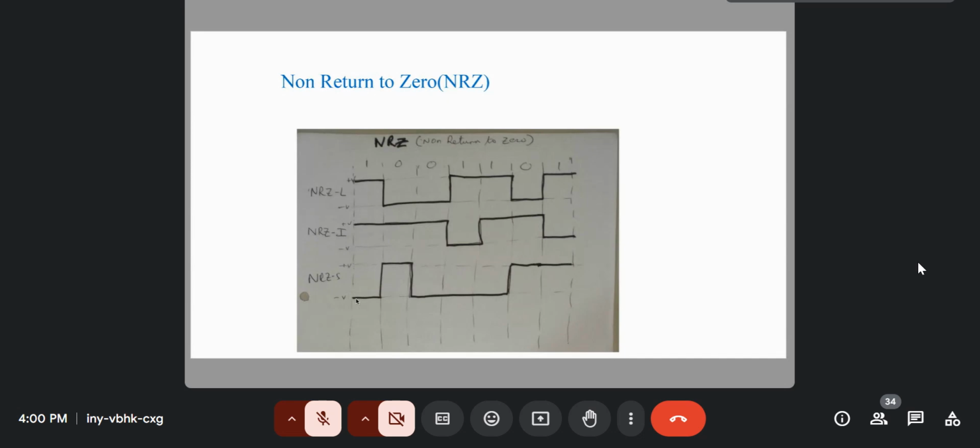So like this one started here. We are going to 0. Remember, this is a complement of this. We are going to 0, so you change here. And here we are going to 0, you change again. 1, no change. 1, no change. 0, you change. 1, no change. So these are the two. That's the NRZ.